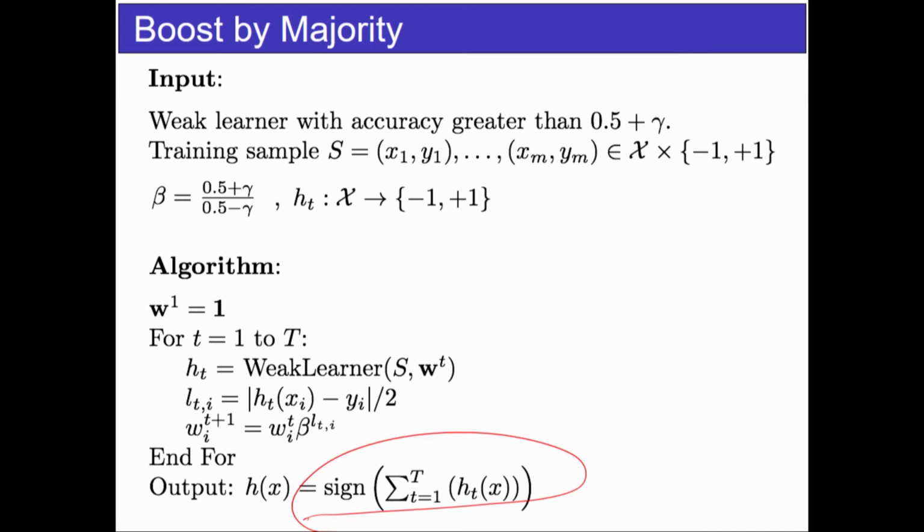I don't think I'll be able to do a proof on the board, but the first line reads that weak learners have greater than 0.5 accuracy. That's a very good question. I was planning to segue into that after this. If it's just 0.5, then you can't do anything.